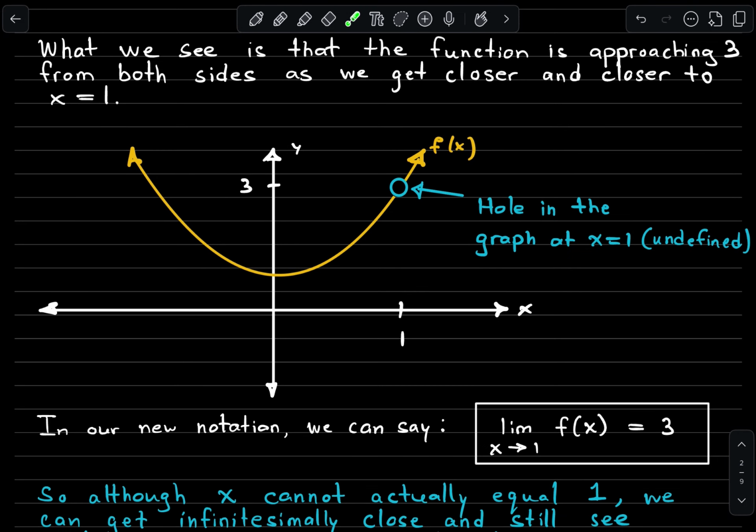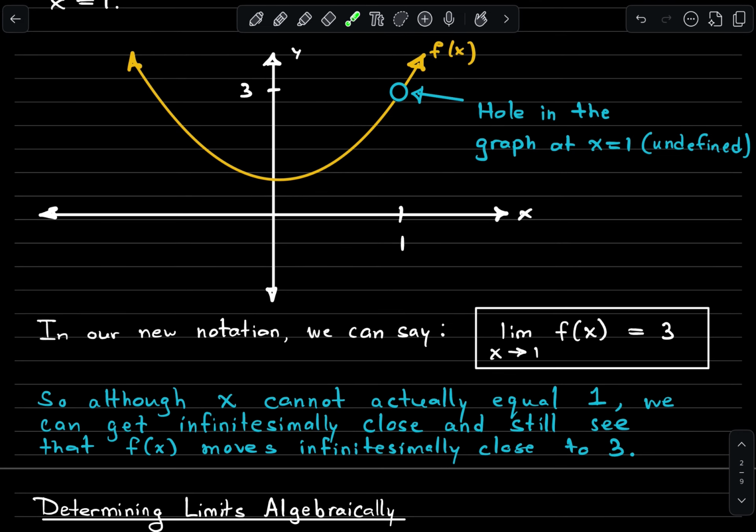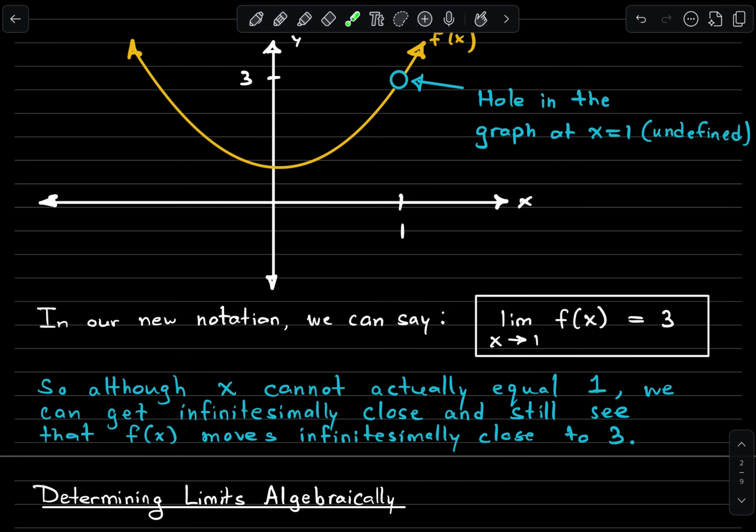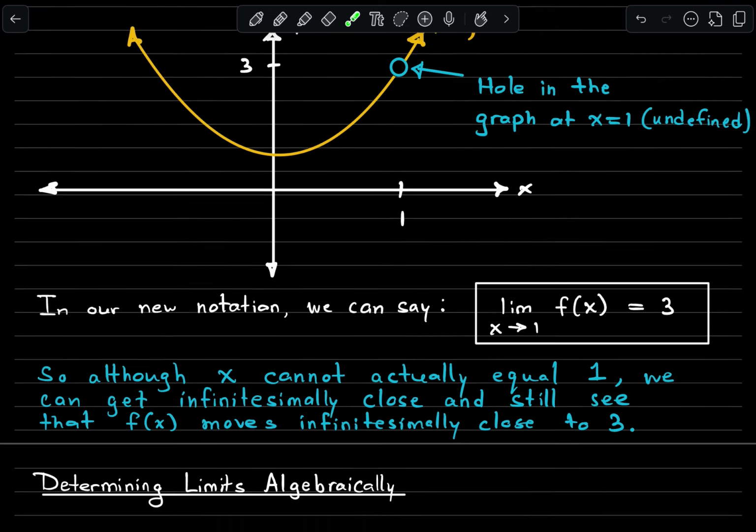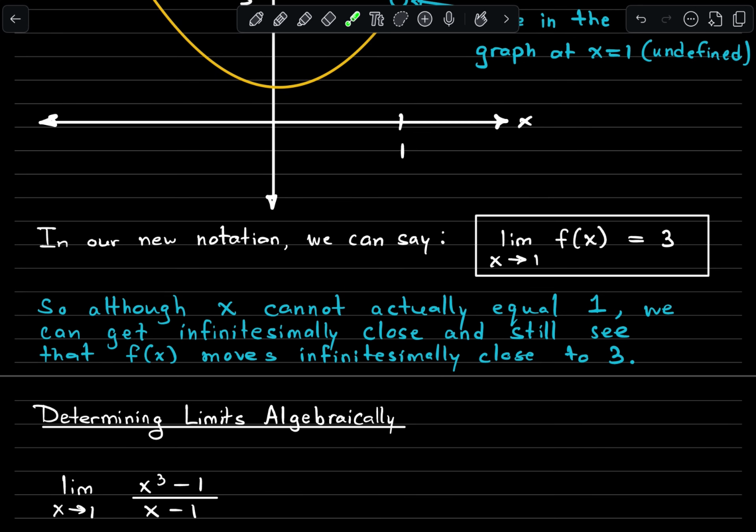Now that's a tabular method, and it works and it helps, but it's a little bit tedious. So fortunately, we don't always have to rely on the tabular way of trying to investigate what a limit is. We can also do the same process algebraically. So let's see how that looks. So again, I've got my limit notation, the limit as x approaches 1 of my function x cubed minus 1 over x minus 1.